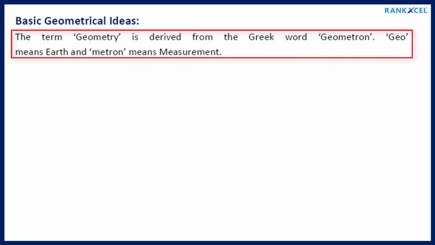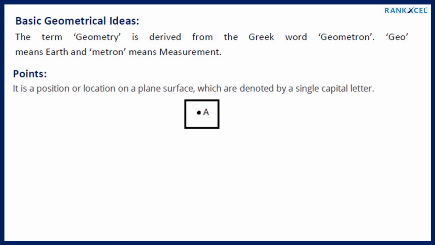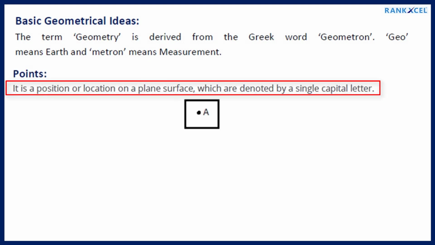Geo means earth and metron means measurement. Points. It is a position or location on a plane surface, which is denoted by a single capital letter.